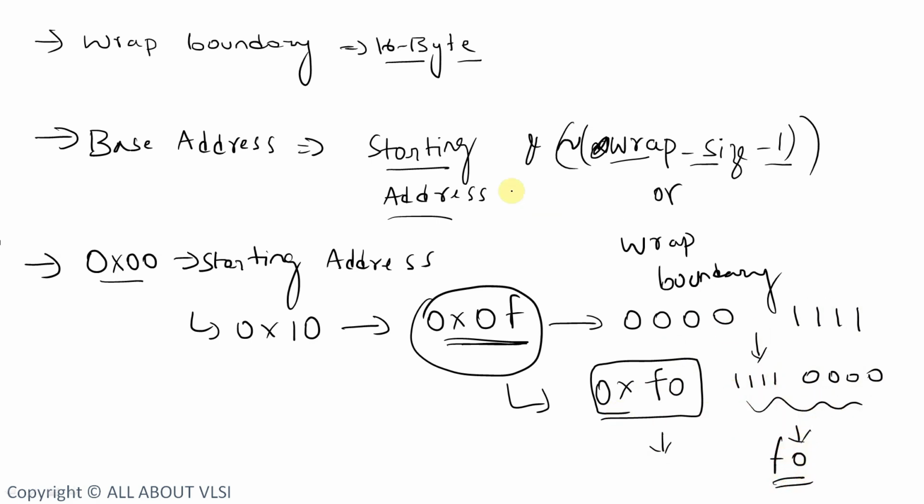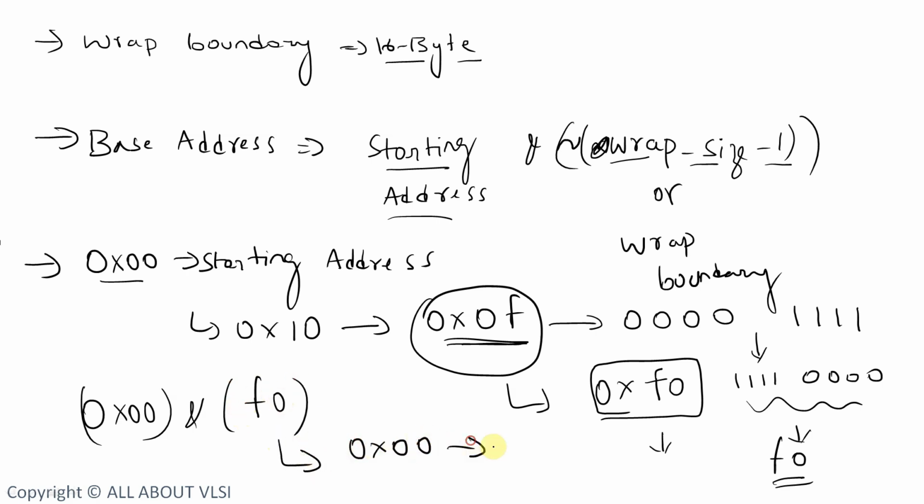And we are going to perform bitwise AND operation between our starting address and this address which we have calculated, that is nothing but 0x00 AND operation with F0. So our resultant will be 0 only. So this is our base address we should go to after reaching our WRAP boundary.